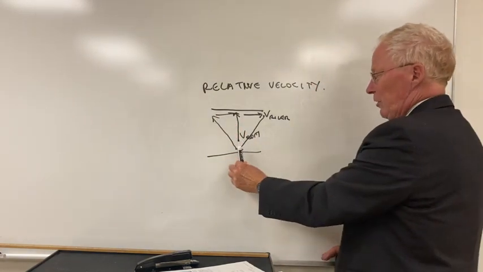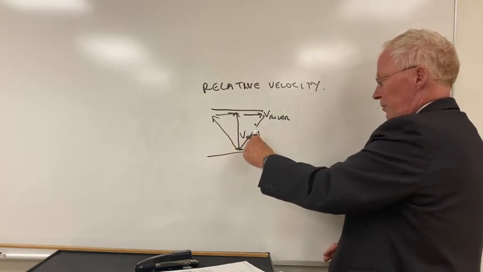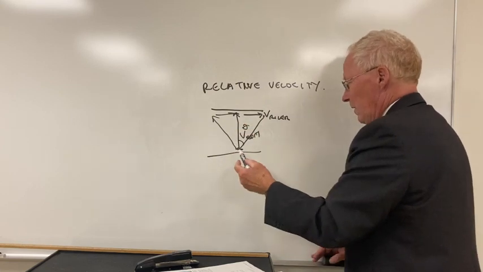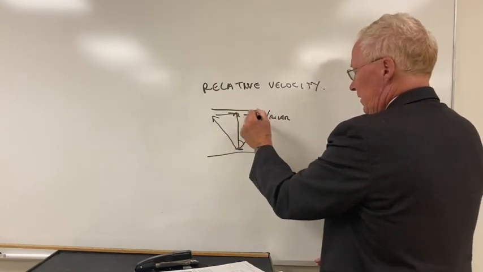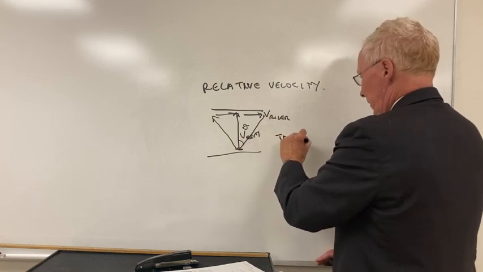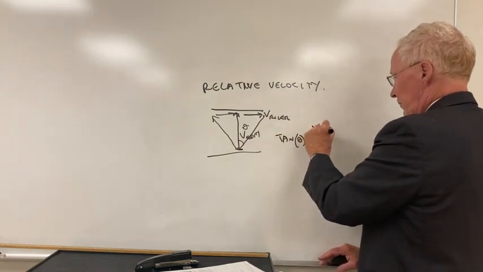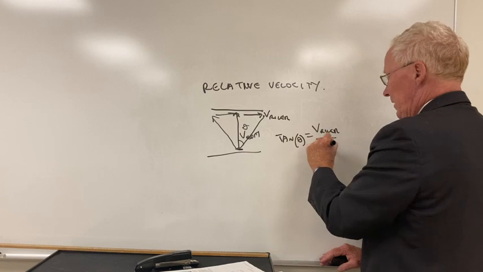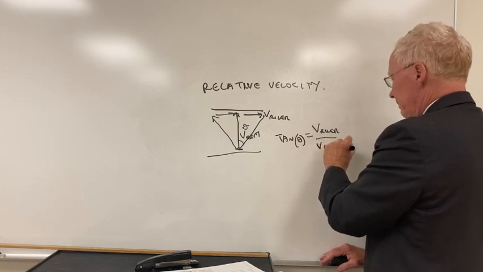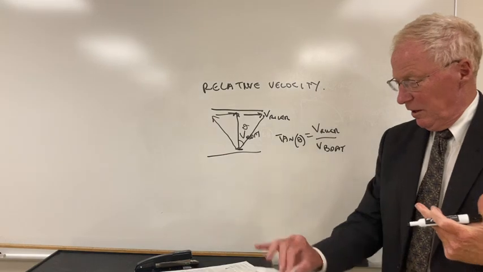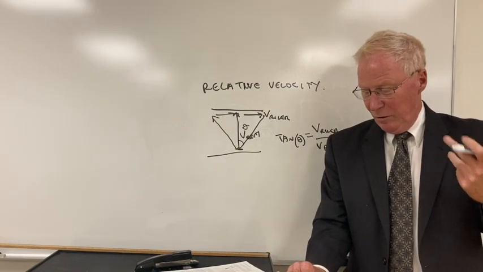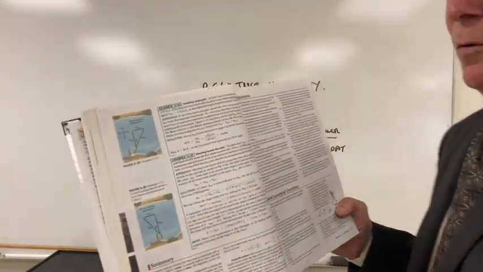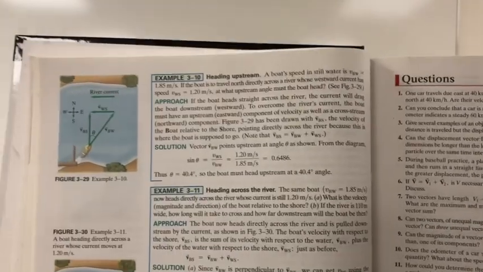Because again, if you go straight across, the river will take you downstream, and based on what we talked about before, the tangent of the angle is actually given by velocity of the river over velocity of the boat. And from there you get a relative angle as far as that's concerned. Okay, and again, I went through some examples related to that. There's some in the book related to that at the end of the chapter.